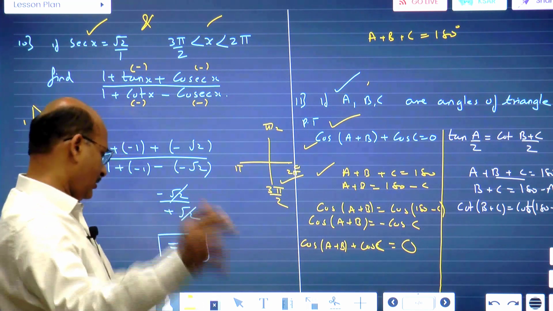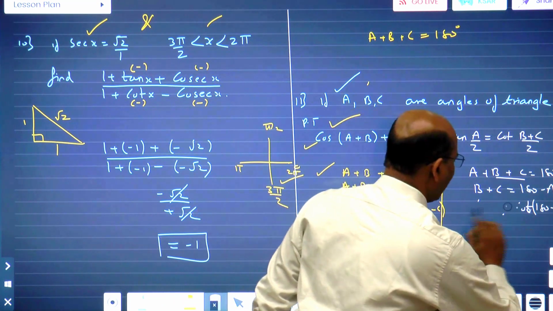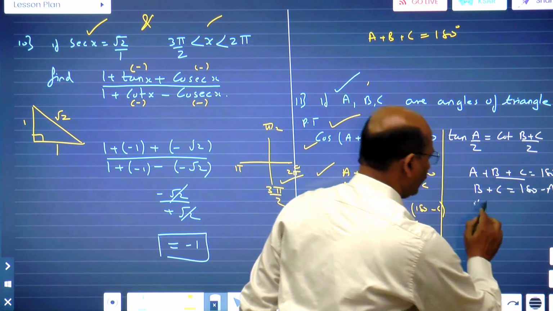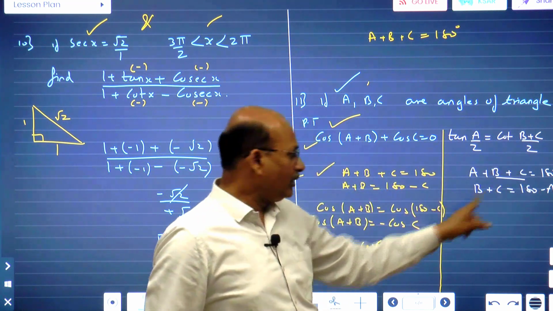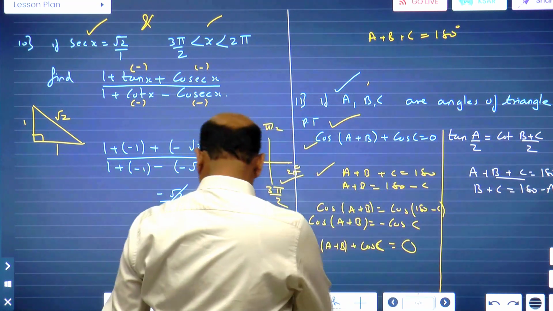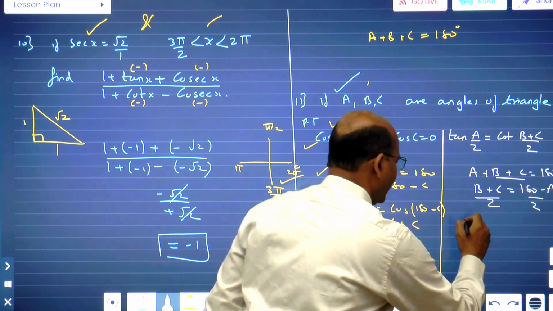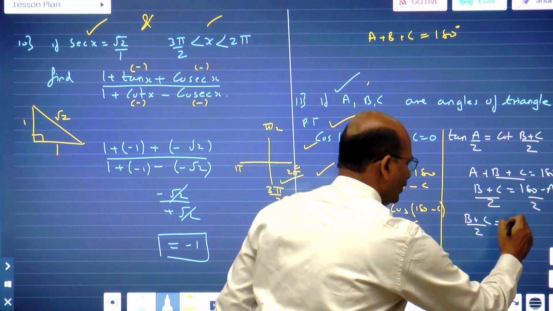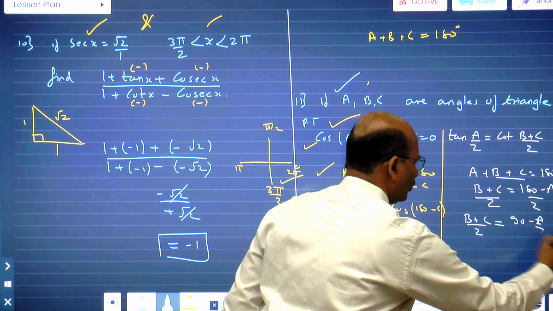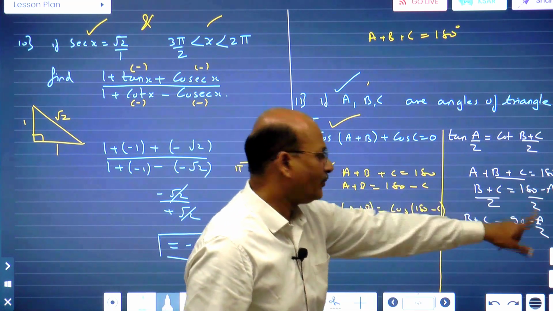Agree? Sorry, I missed out one point because I don't want cot. I want upon 2 also. I want B plus C upon 2. So, can you divide both the sides by 2? Yes. If I divide both the sides by 2, what will happen? B plus C upon 2 is equal to 90 minus A upon 2. 180 upon 2 is 90 and A upon 2 as it is.